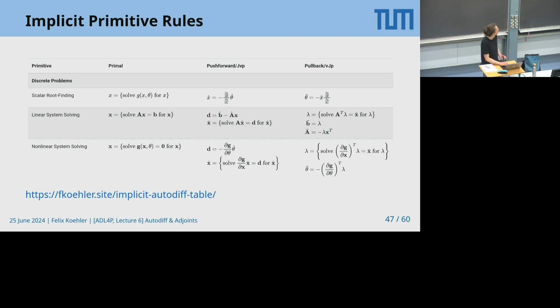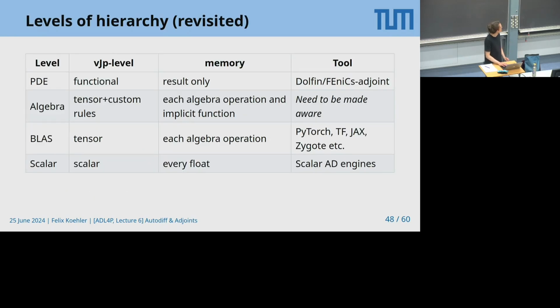And here I also again link to a table I have on my website where you can see a collection of rules for these implicit approaches for a lot of operations you find in differentiable physics. And here I neatly say, well, you can then plug in another layer of abstraction.